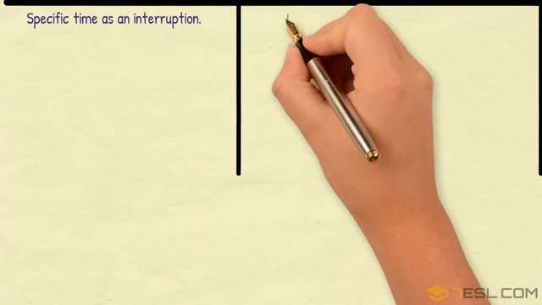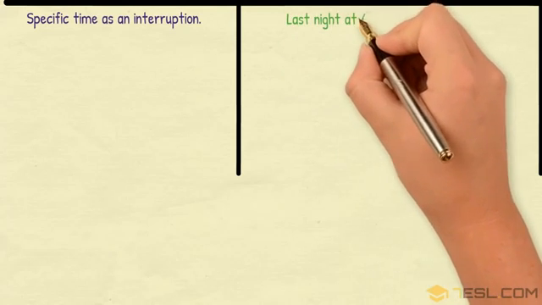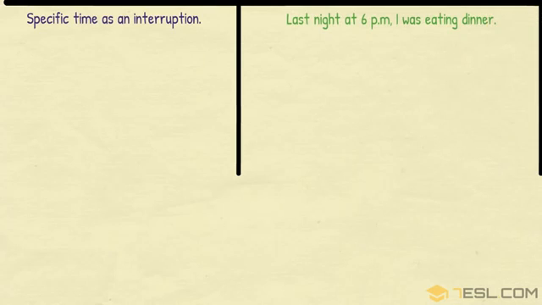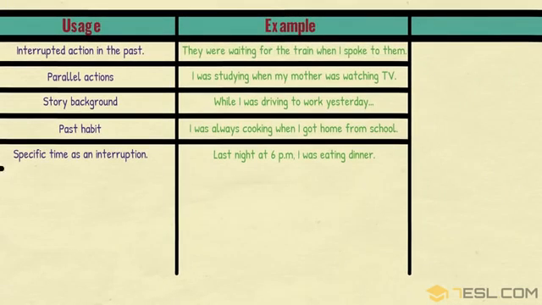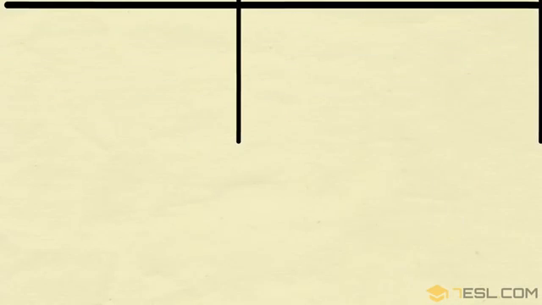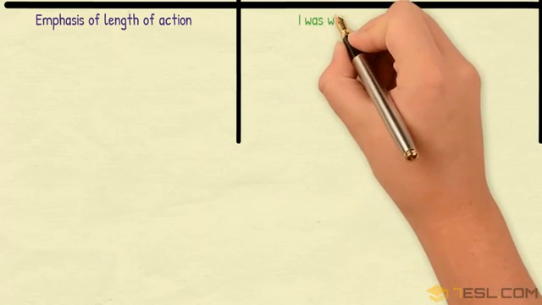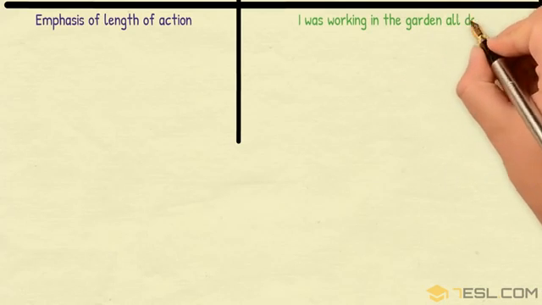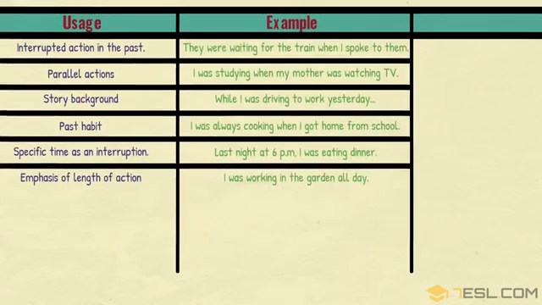Specific time as an interruption. Last night at 6 p.m., I was eating dinner. Emphasis of length of action. I was working in the garden all day.